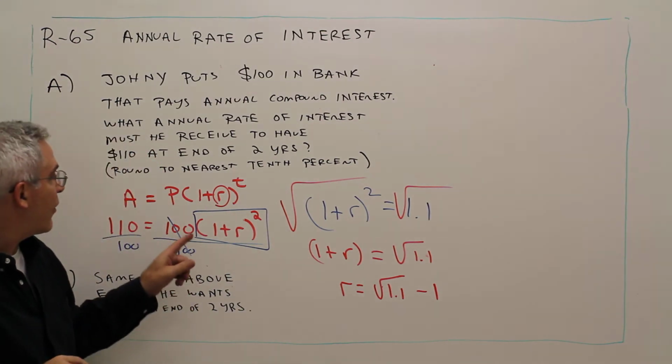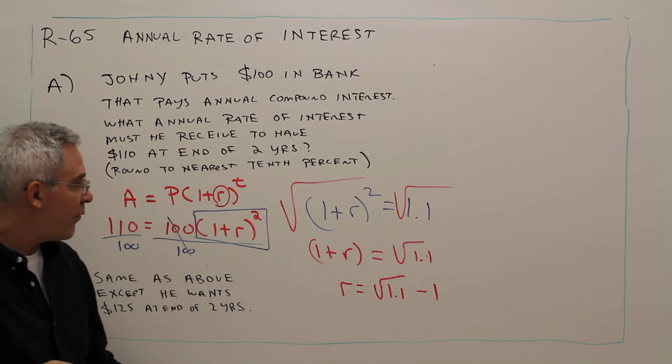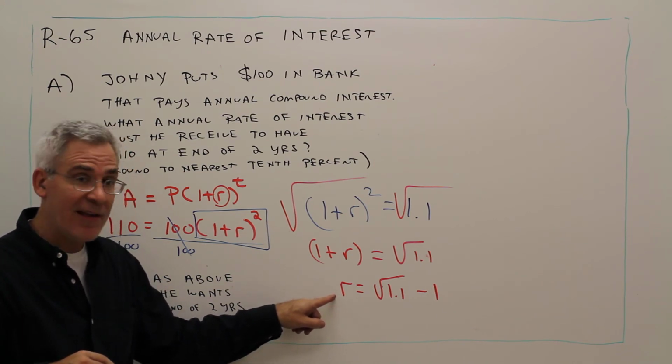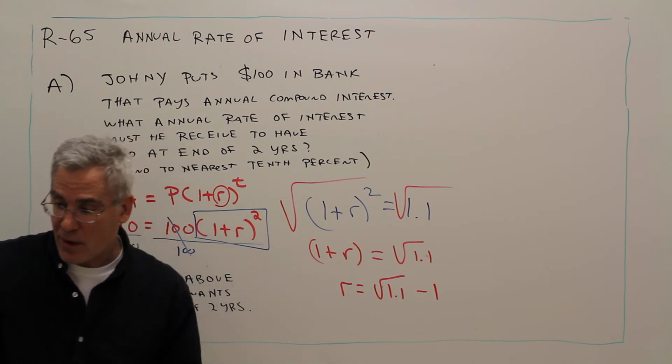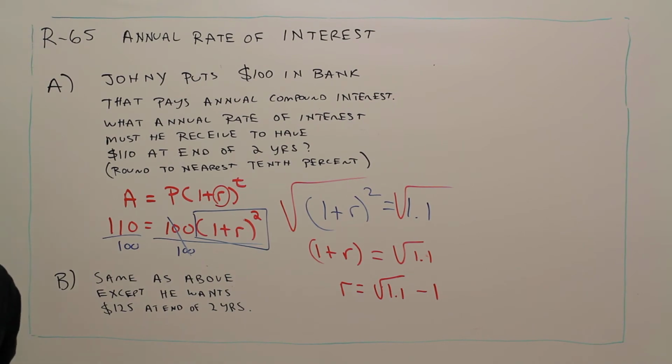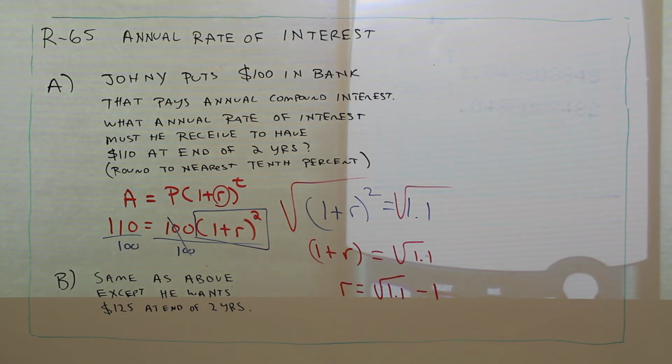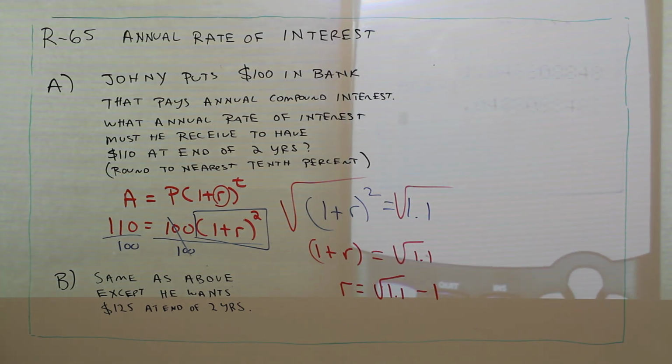That's the exact answer, but they wanted it to the nearest tenth of a percent. Remember, r is going to be a decimal, and I'll have to convert that to a percent. All right, let's do the math right here. Here's my calculator. Second, square root, 1.1, minus 1. I don't know if you can see that or not, but it's 0.0488.